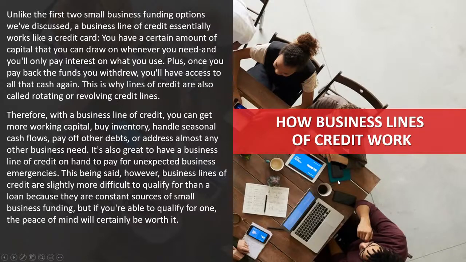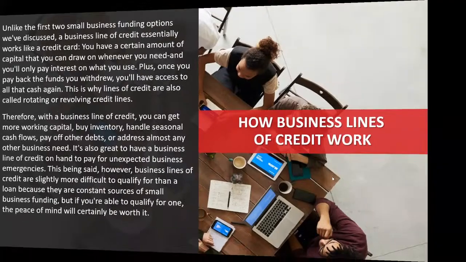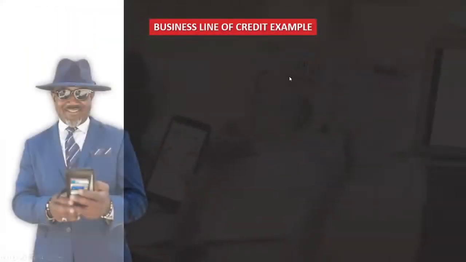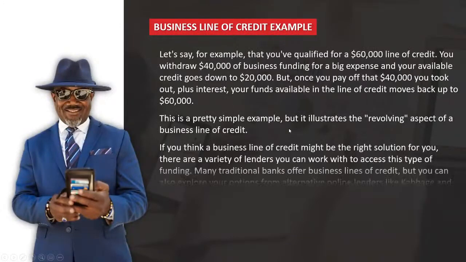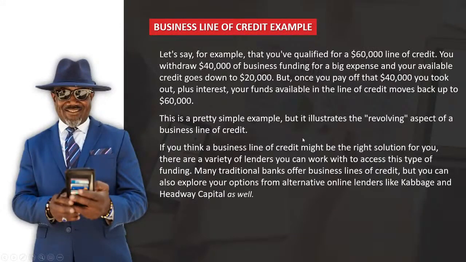Unfortunately for me, we had the market crash in 2008, and overnight my $30,000 line of credit went to $5,000. That's a whole other sad story. That's a Shaw brother right there. I like that. Okay, here's a business line of credit example.